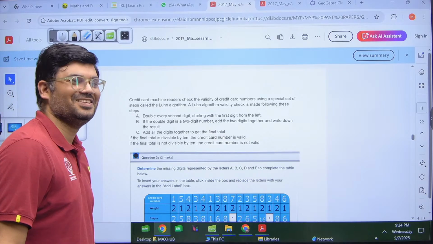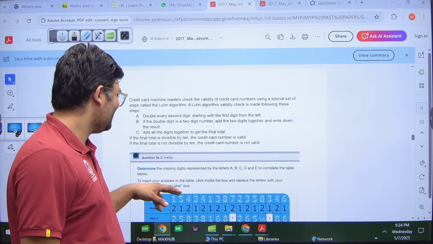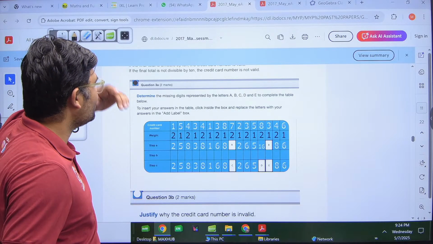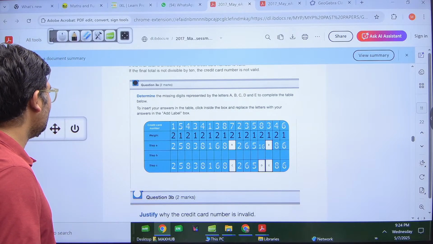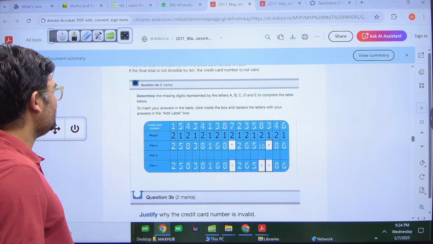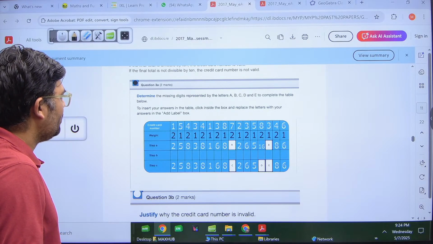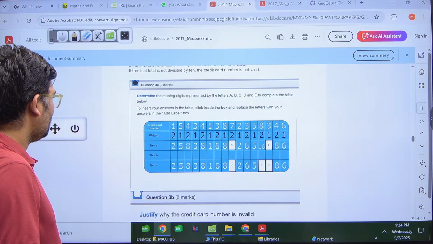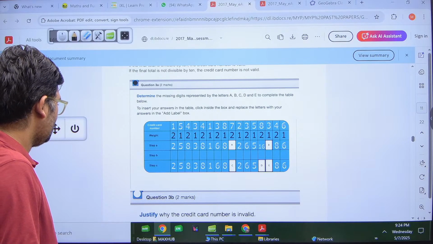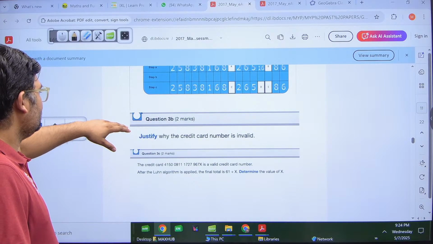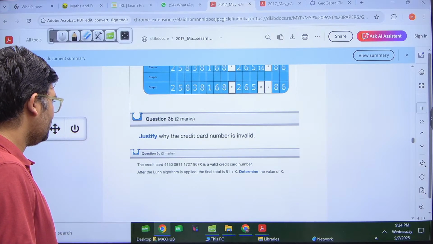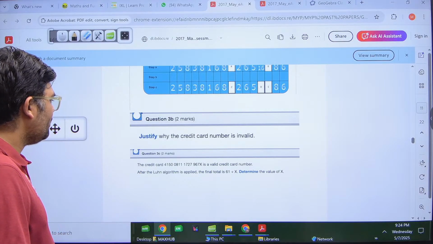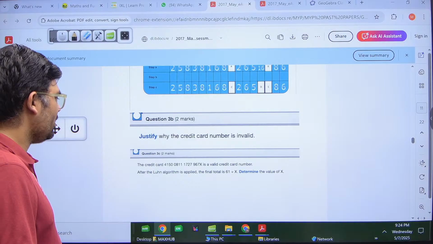Wow. There's a lot of information I did not know that. Yes. Determine the missing digits represented by the letters A, B, C, D and E to complete the table below. To insert your answers in the table, click inside the box and replace the letters with your answer. Okay. My God. Justify why the credit card number is invalid. After the Luhn algorithm is applied, the final total is 61 plus x. Determine the value of x.